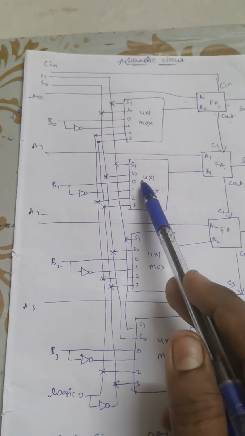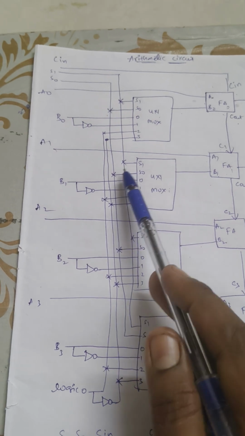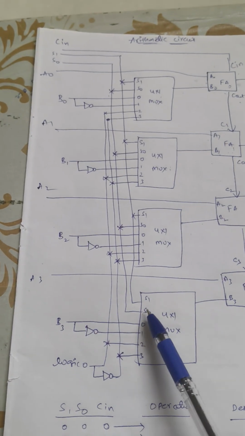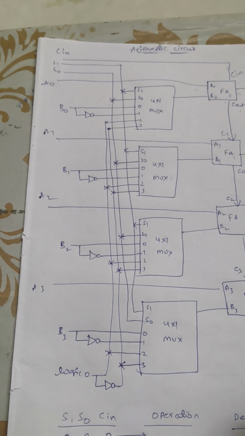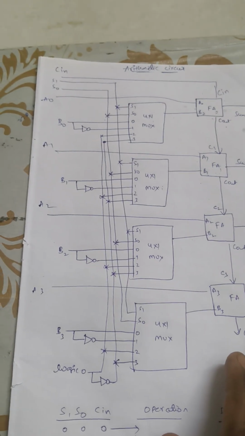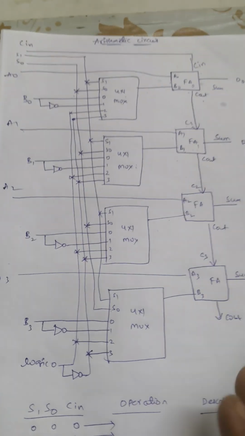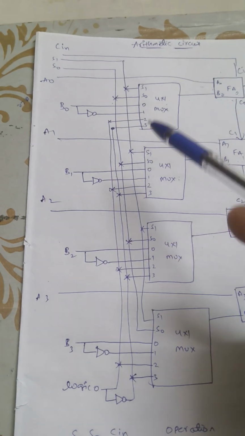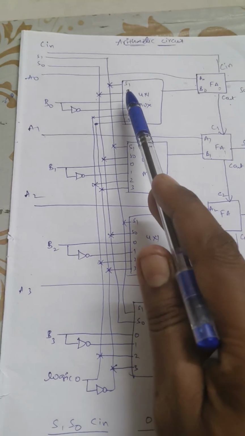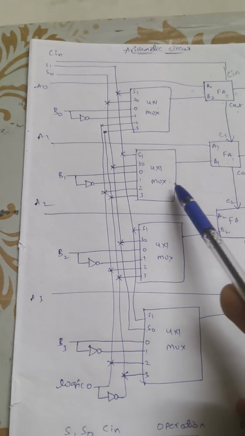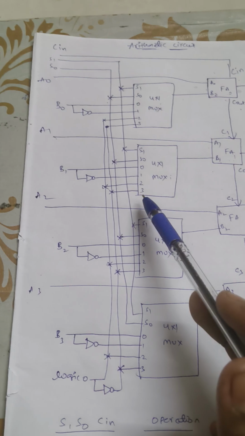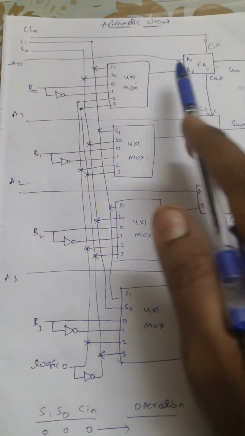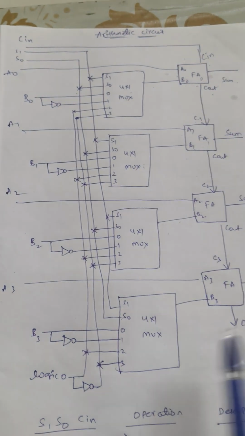Similarly, coming to the first multiplexer, S1 is connected, S0 is connected. Similarly for multiplexer 2, S1 and S0 are connected. Similarly for multiplexer 3, S1 and S0 are connected. Here the selection lines give us four possible combinations: 0, 1, 2, 3. So write down all these possible combinations for each multiplexer. Each multiplexer has two selection lines and four data inputs, which result in only one output.